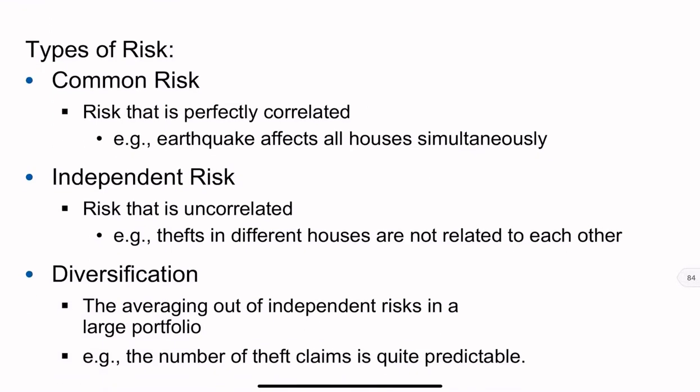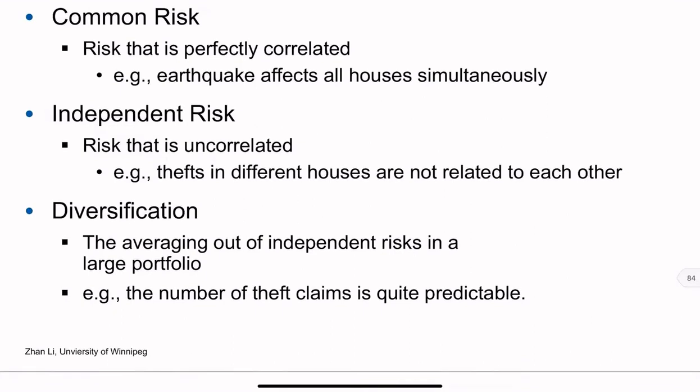The second type of risk is called independent risk. Basically, independent risk is a type of risk that is uncorrelated. So you can see that theft is an independent risk because, again, your house getting robbed does not imply my house will get robbed, right? So there is this independent relationship between different households with respect to theft. Now, what is diversification? Diversification refers to the averaging out of independent risks in a large portfolio.